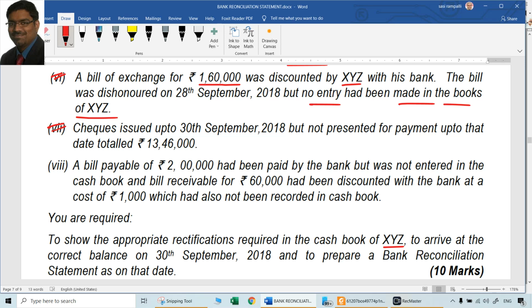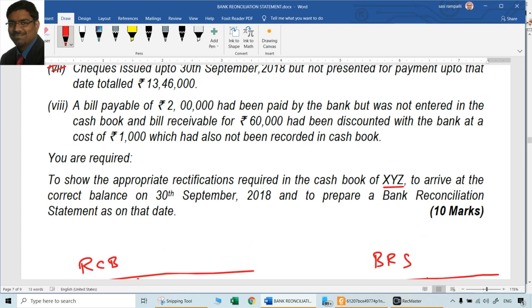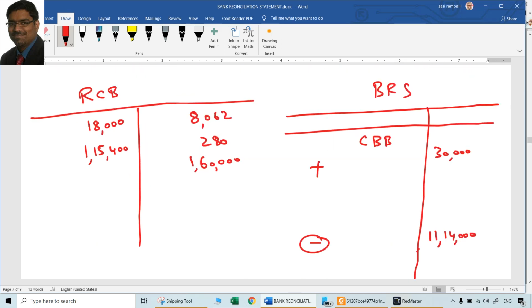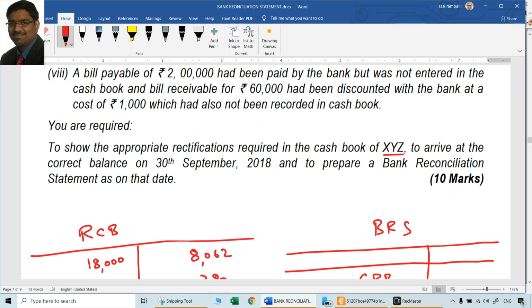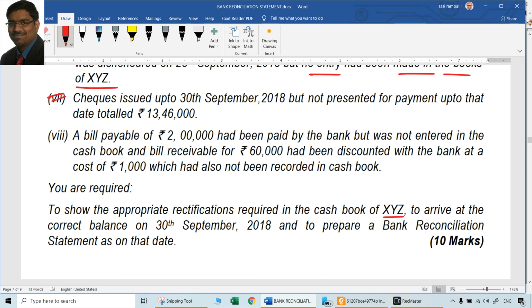When we issued them, we would have created the cash book, because of which the cash book balance would have been already lower by that amount, 13,46,000. So what should we do now? Add that 13,46,000 to the original cash book balance, whatever it is. So that is 13,46,000 to be added.